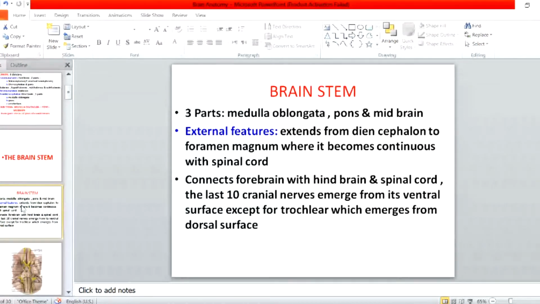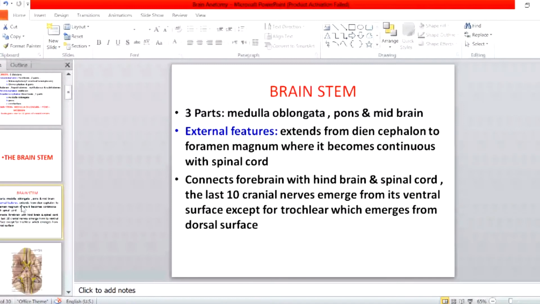It connects forebrain with hindbrain and spinal cord. From the brainstem emerge the last 10 cranial nerves from its ventral surface, except the trochlear, which is the fourth cranial nerve, which emerges from the dorsal surface and curves again toward the ventral surface of the brainstem. So the brainstem is formed of three parts: medulla oblongata and pons, which are from the hindbrain, or the rhombencephalon, and the midbrain, which is the mesencephalon. They form a stem in the middle. They join forebrain with the hindbrain and with the spinal cord.